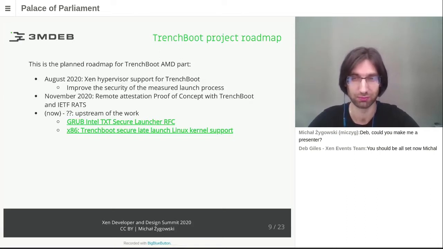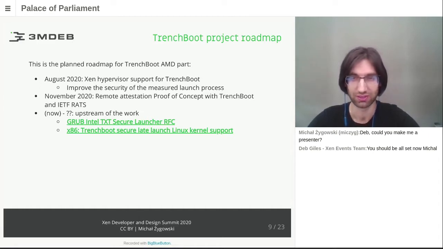So this is what we achieved, but the following roadmap was prepared also. In August, we plan to improve the security and measured launch process in the Xen hypervisor for TrenchBoot, because currently we're lacking a few security measures to make it as secure as possible. And in November, we plan to set up some kind of remote attestation server proof of concept with TrenchBoot and IETF remote attestation procedures.